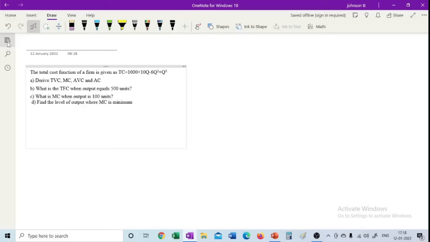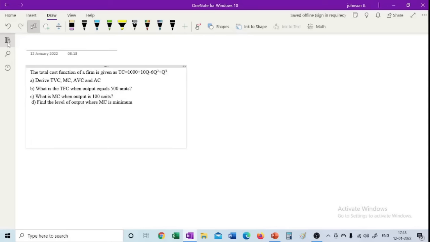Next is a question from the topic cost. The total cost function of a firm is given as TC is equal to 1000 plus 10q minus 6q square plus q raised to 3. First question is derive TVC, MC, AVC and AC.